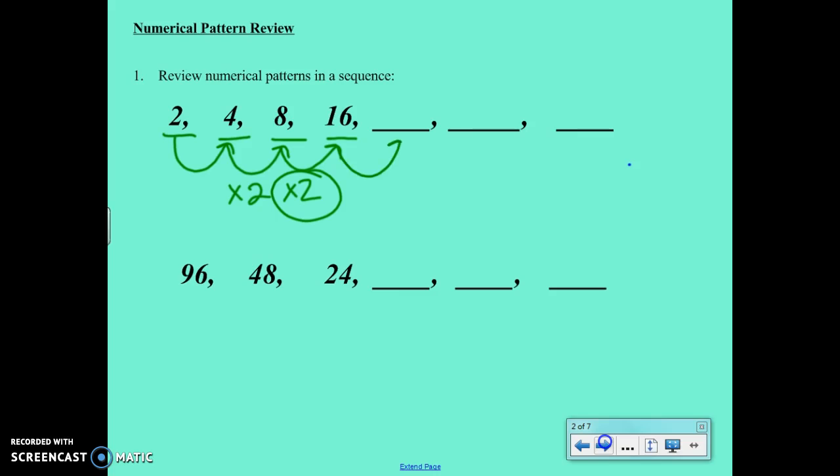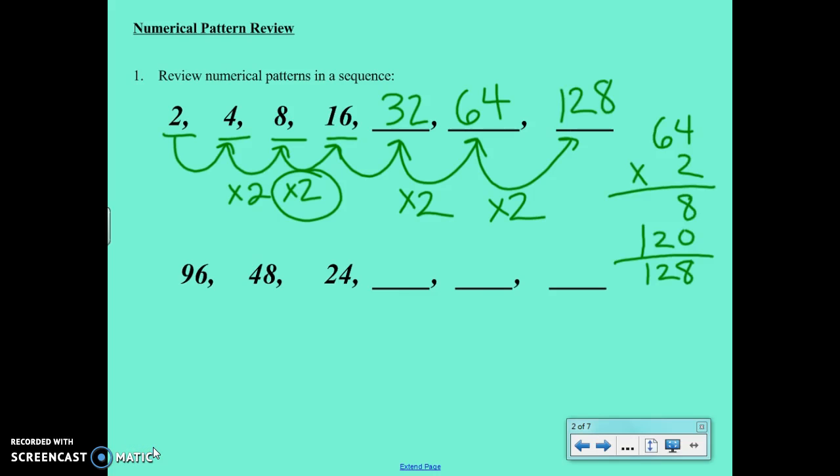Now I have to figure out the next term. I know that 16 times 2 equals 32. I have to keep following the same exact rule for this pattern in this sequence. How do I get from 32 to the next term? What operation do I have to do? Same rule, multiply times 2, which would be 64. Now we have to do one more. I have to use the same rule and multiply times 2. And I have filled in the last term, which is 128.